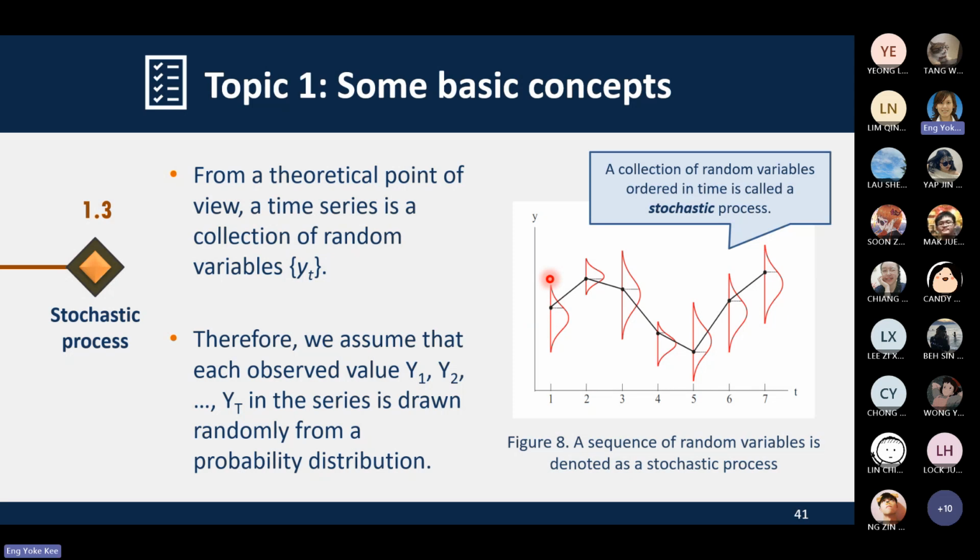So this is the theoretical view. Look at this time series data: every data point is a random variable, and when you see these data points over time, this becomes a stochastic process.